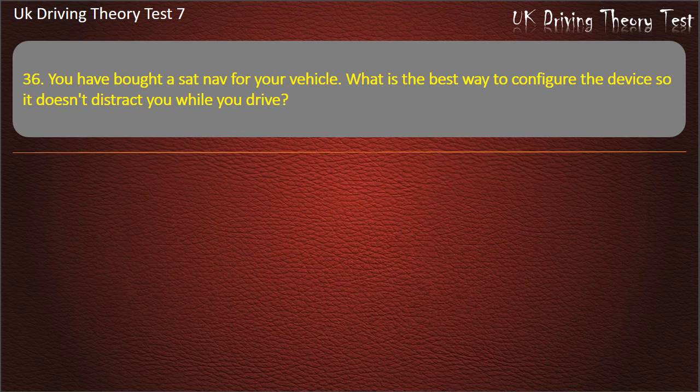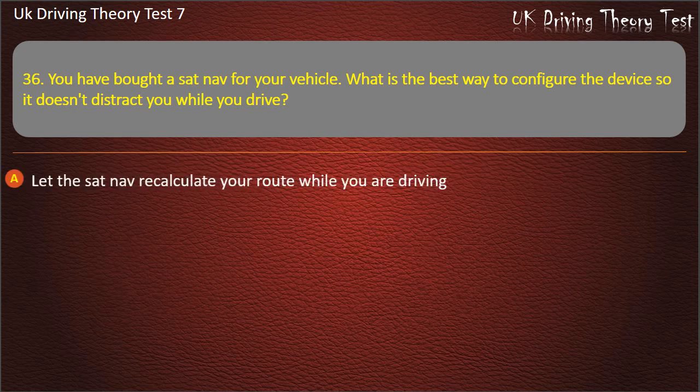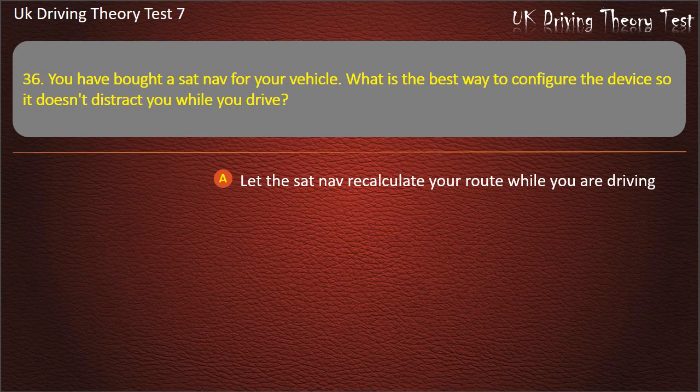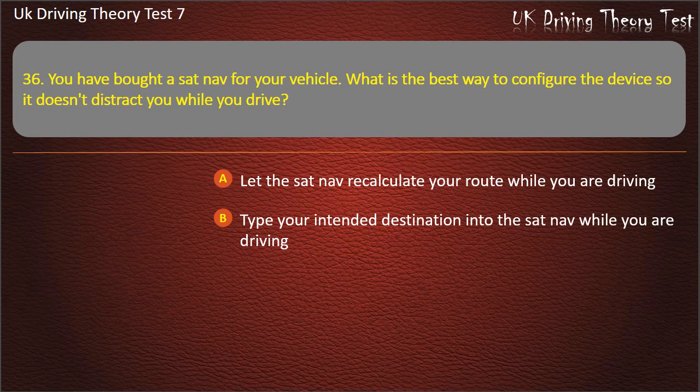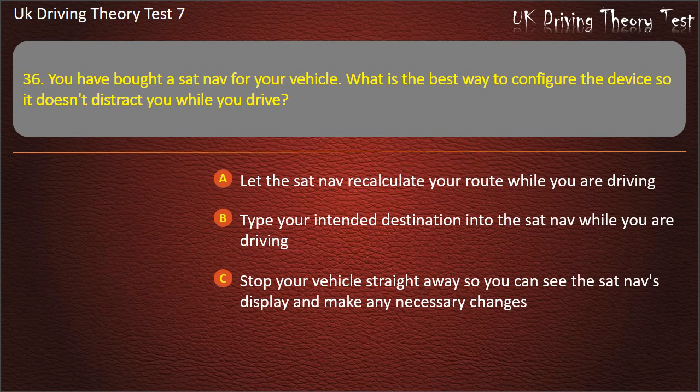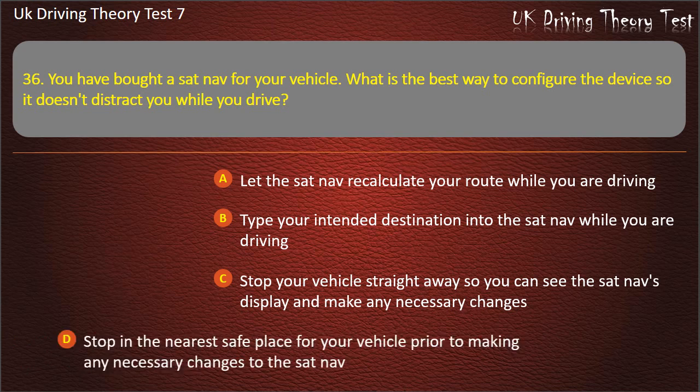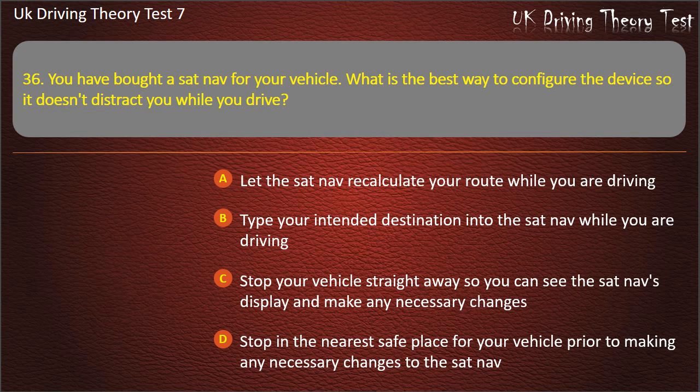Question 36. You have bought a sat-nav for your vehicle. What is the best way to configure the device so it doesn't distract you while you drive? Let the sat-nav recalculate your route while you are driving. Type your intended destination into the sat-nav while you are driving. Stop your vehicle straight away so you can see the sat-nav's display and make any necessary changes. Stop in the nearest safe place for your vehicle prior to making any necessary changes to the sat-nav. Answer. Stop in the nearest safe place for your vehicle prior to making any necessary changes to the sat-nav.